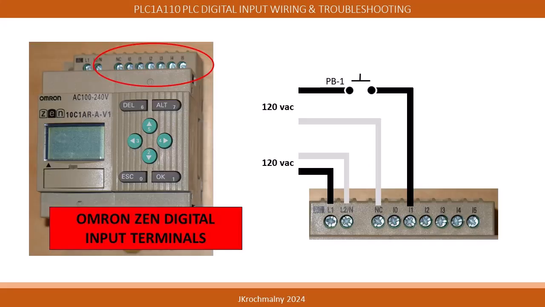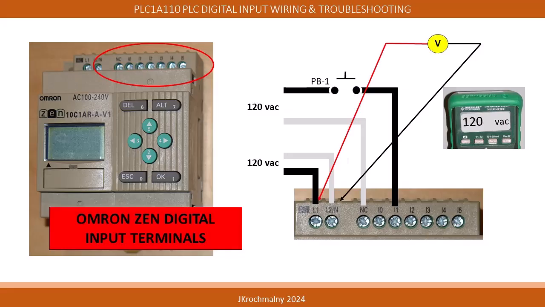The Omron Zen PLC digital input terminals are located at the unit's top section. The terminal marked NC is typically wired with a grounding neutral conductor, and that conductor will be white in color. The 120 volt power conductor is wired to terminal marked I1, and located directly upstream is the switch marked PB1.